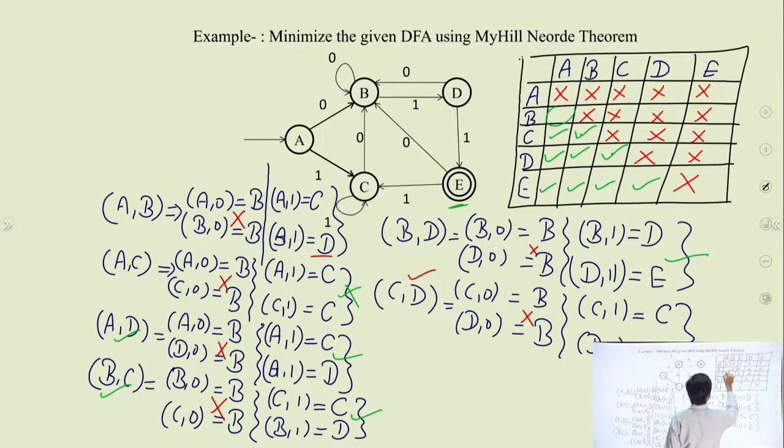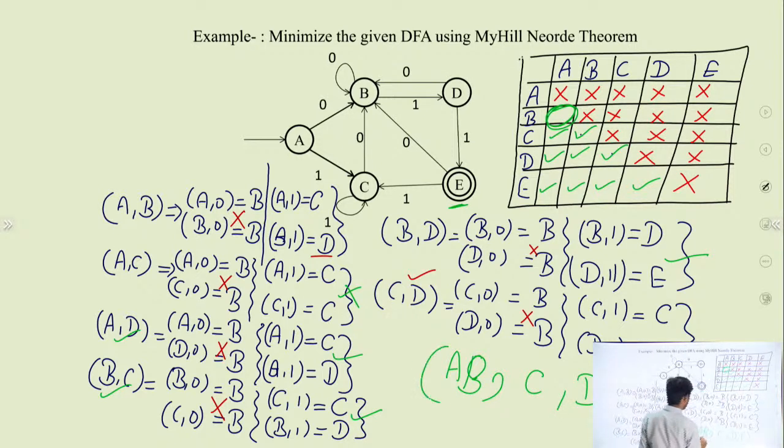Now this state is vacant, so we combine A and C. So A, B, C, D and E become these 4 states. These 4 states are combined and we form the minimal DFA using this transition diagram. Thank you.